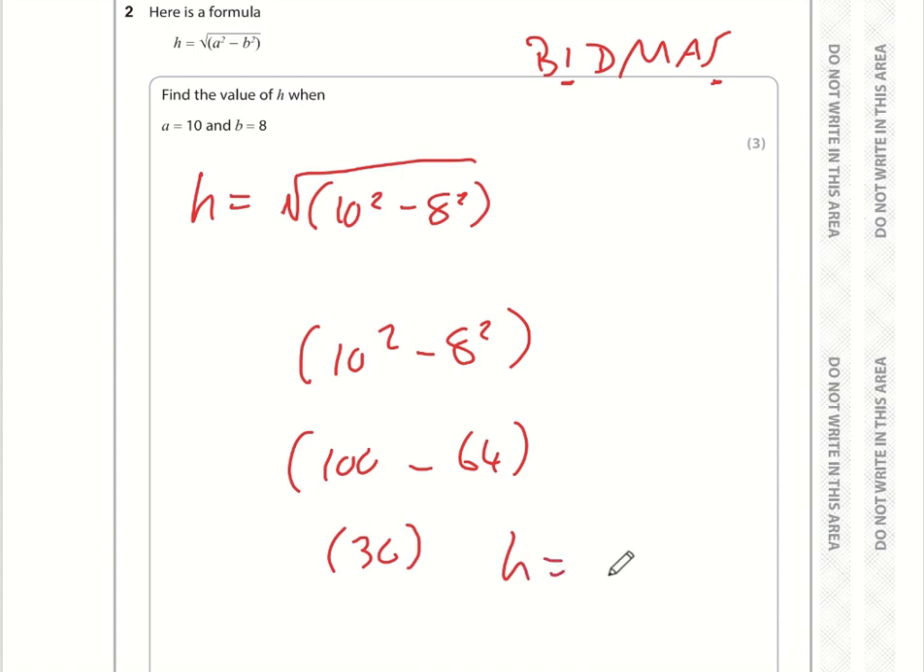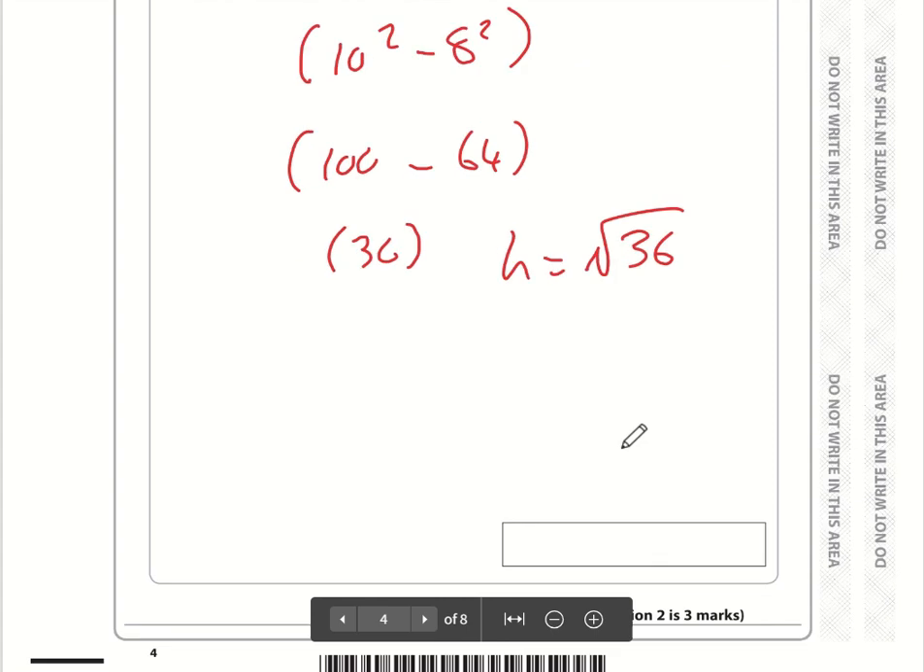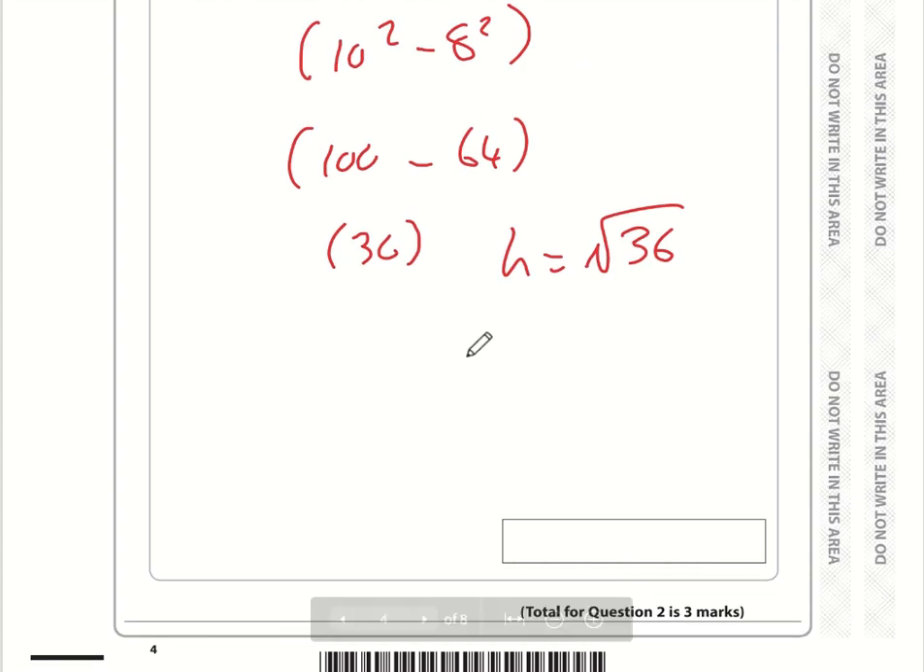So H is going to be the square root of 36, and that makes me feel good because I know that 36 is a square number. 6 times 6 is 36, so H must be 6.